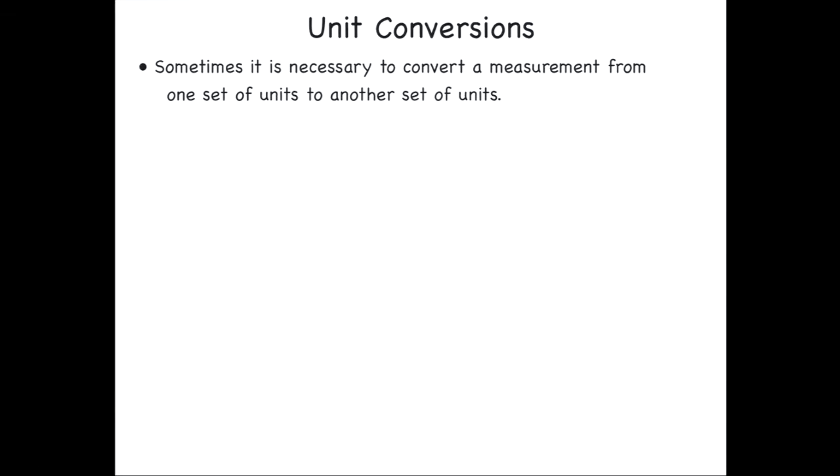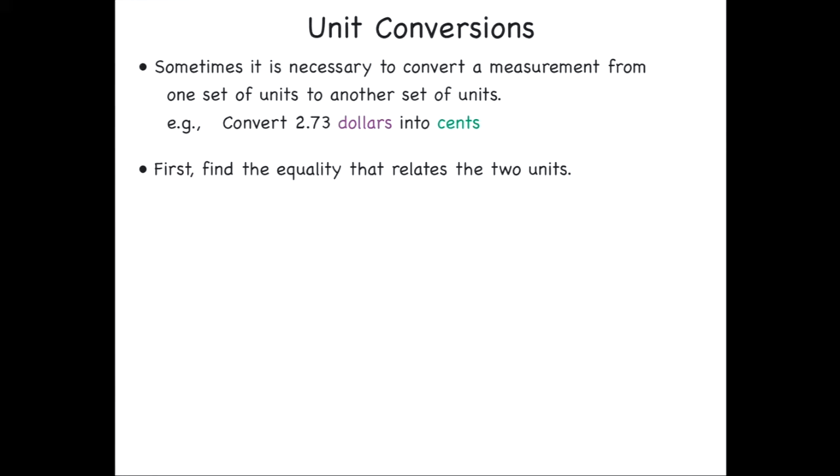So sometimes it's necessary to convert a measurement from one set of units to another, just like I said. We'll keep it conceptually easy. I'm not dumbing it down, but it's easier to understand a concept when it's something relatable, right? So converting $2.73 from dollars to cents. How do we do this?